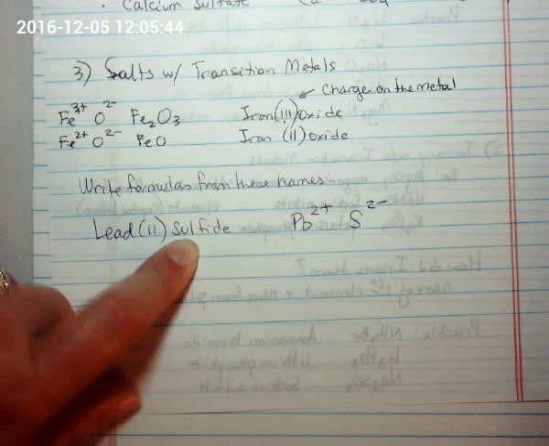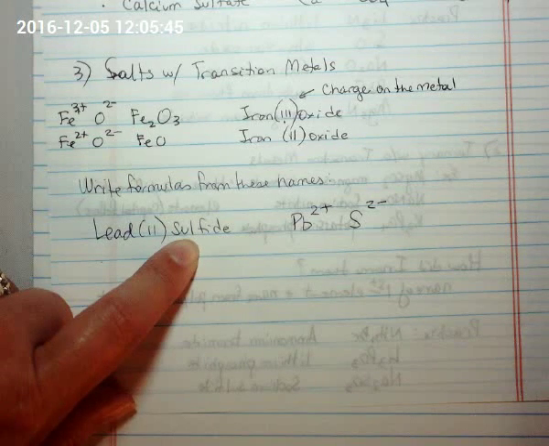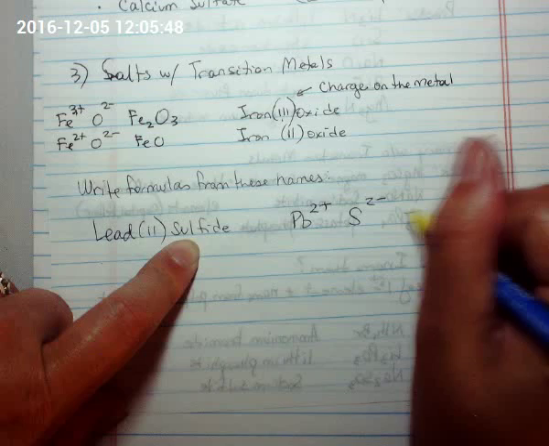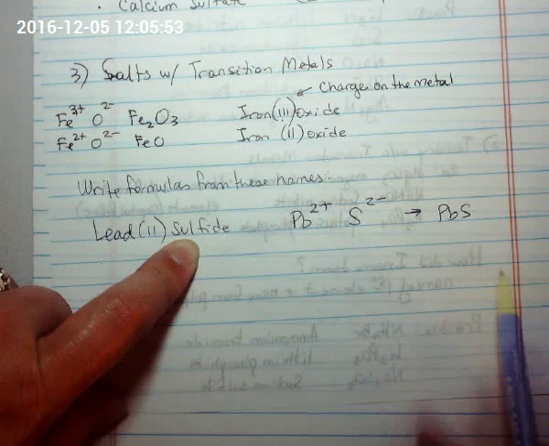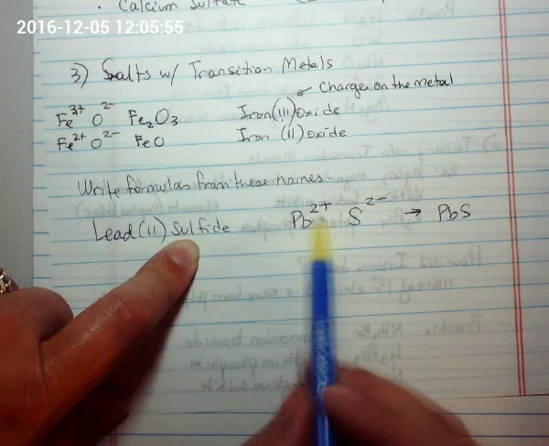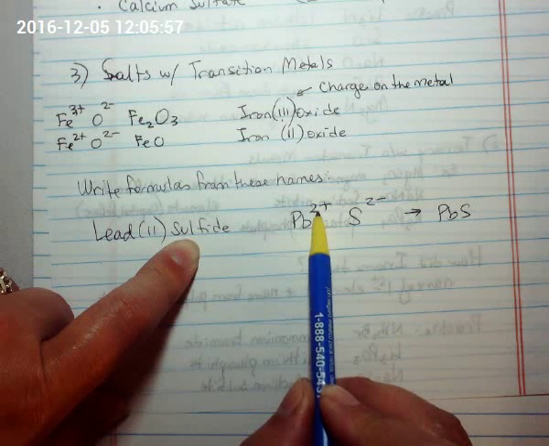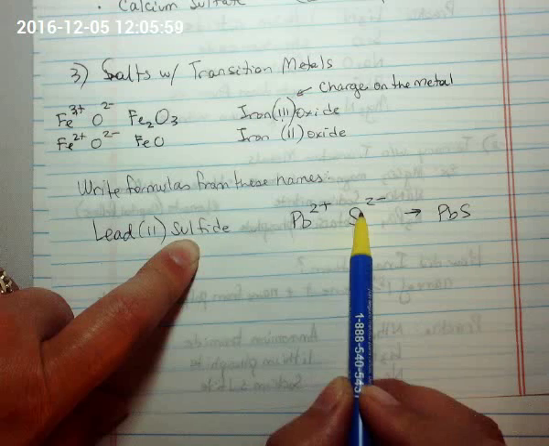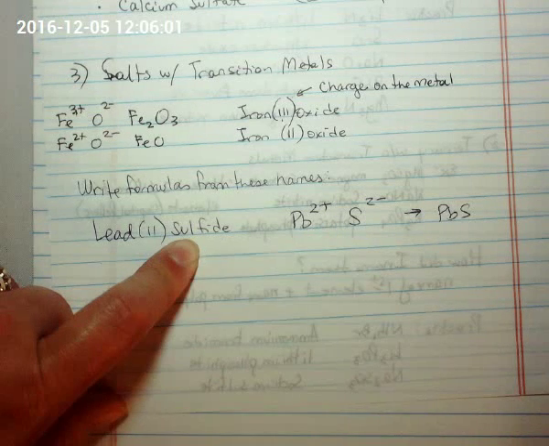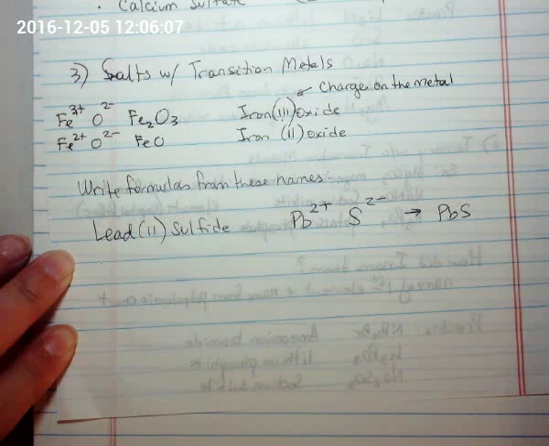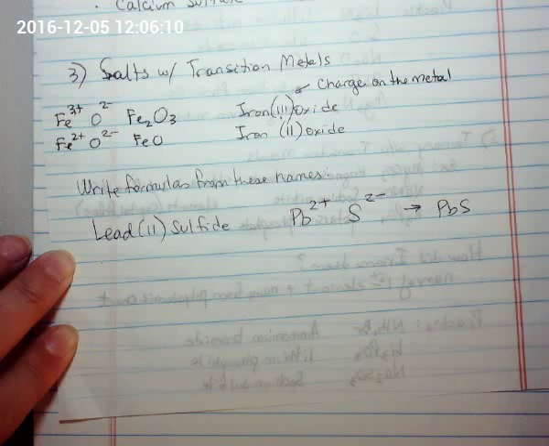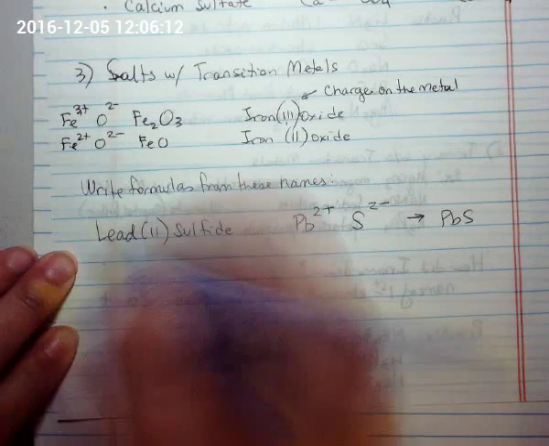If I crisscross, what's my final answer? PbS. And I showed you a little shortcut the other day, right? Instead of having to crisscross and reduce, what did I tell you to do? You look at the charges. If they're the same value but different sign, you realize that they cancel out. If your charges cancel out, just shove the letters together. The metal's always positive. All right, let's take a look at another one.